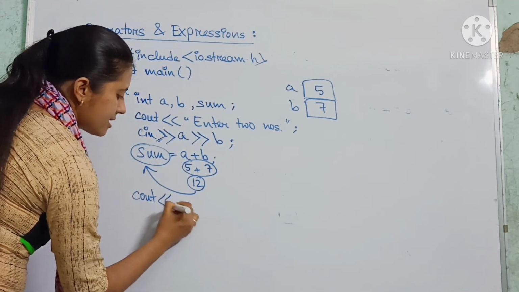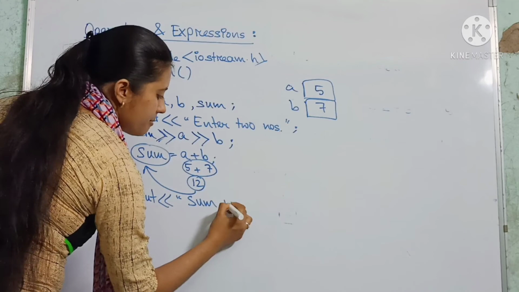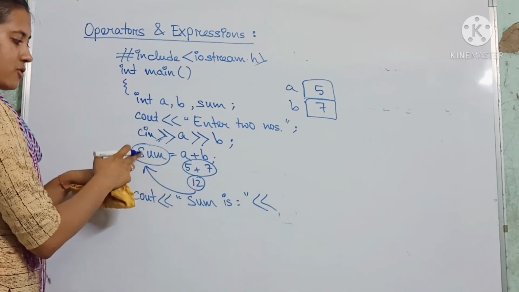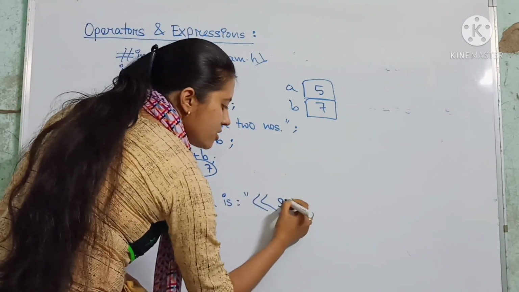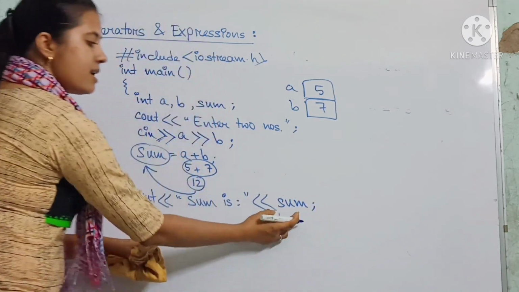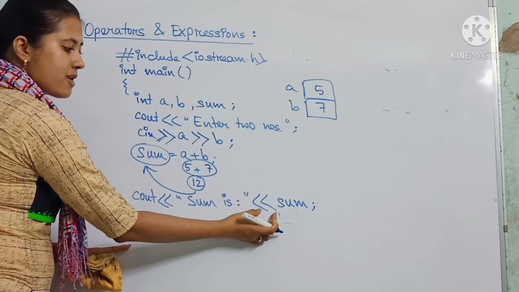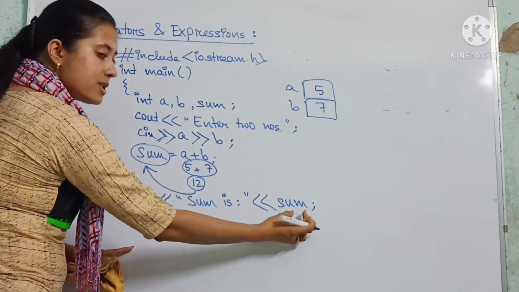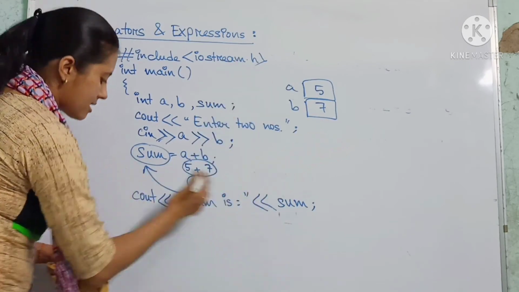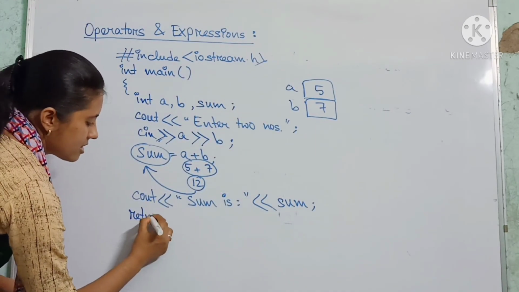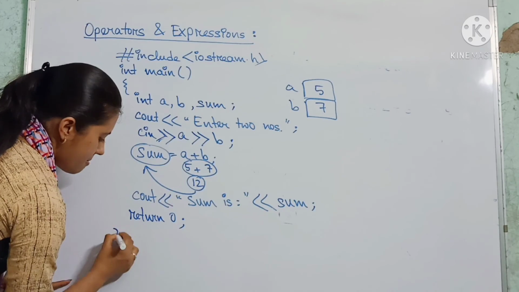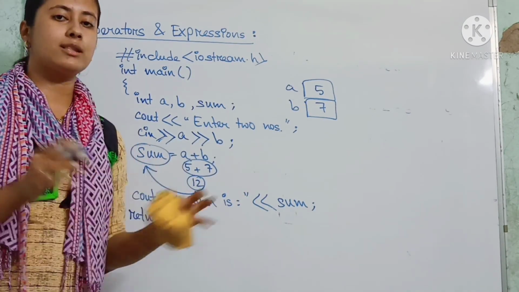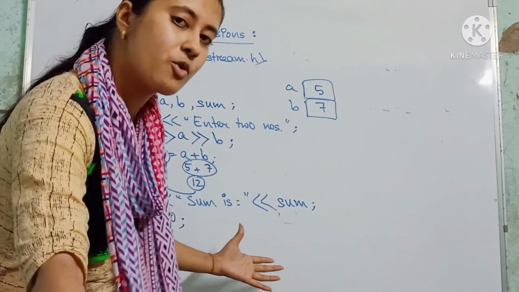Now it will print the sum value. Where is it stored? It is stored inside the sum variable. So this sum variable will be put to the screen. That's why we have used this put to operator. The value that is stored inside sum will be put to the screen. Then we will write return 0 and our program ends here. So this program is over.